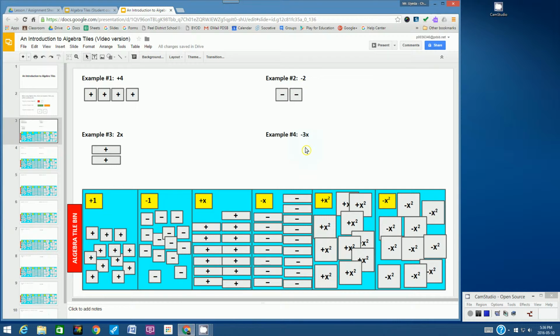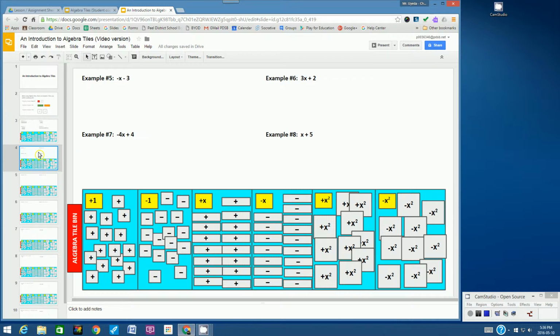Let's go to example 4, negative 3x. The negative x tiles are these tiles, and we need 3 of them. So we're going to bring over 1, 2, and 3. This time we have them lined up horizontally. Those were the easy ones, just to get us going here. All right, let's go to the next slide.